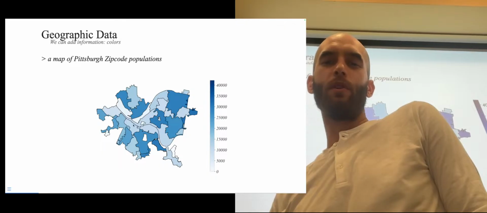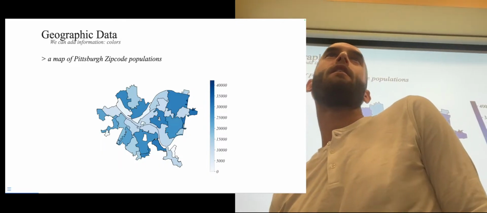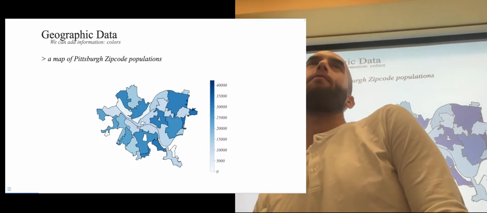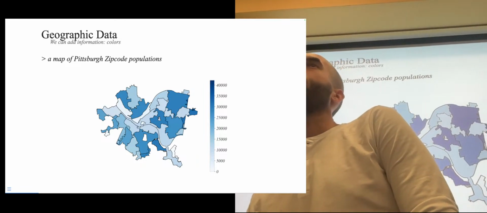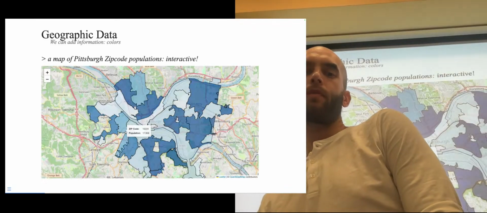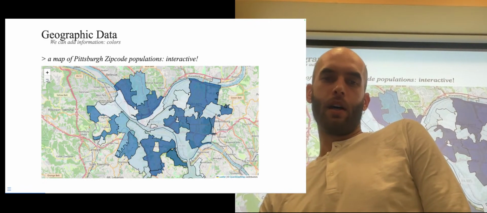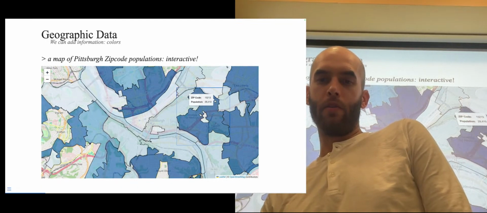And we can use colors to represent different values. So this is just a map of different populations by zip code. You can also make little interactive maps. So this is just a fun little thing you can do.